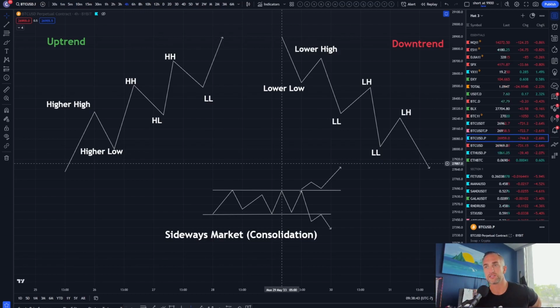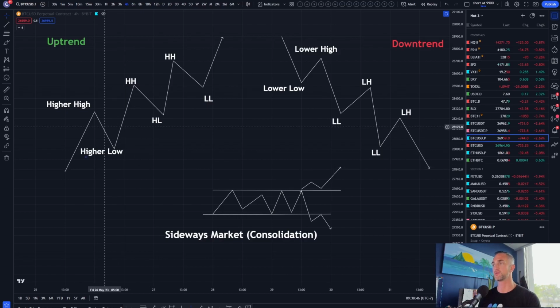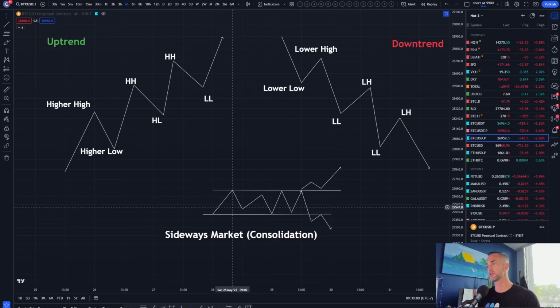We're also going to discuss why you want to essentially be buying the higher low, and why you want to be selling the lower high in a downtrend. In a sideways market consolidation, you want to buy support, sell resistance. And if you don't understand market structure and how it works, it's going to be very, very hard for you to become a profitable trader. This is the first thing you need to understand. So continue watching this video. I will show you exactly how market structure works on the higher time frames.